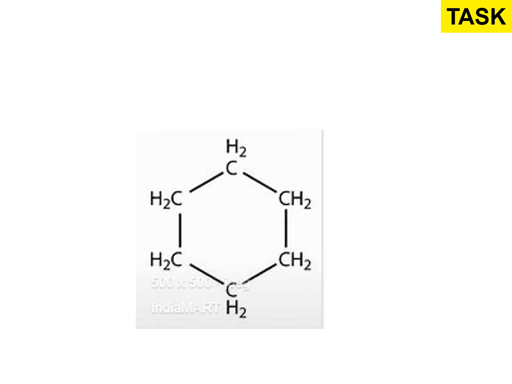This is a molecule that we've met before, and it is a 6-membered ring. It's got 6 carbons, so it's going to be hexane. But we need to say that it is cyclical, so we call it cyclohexane.